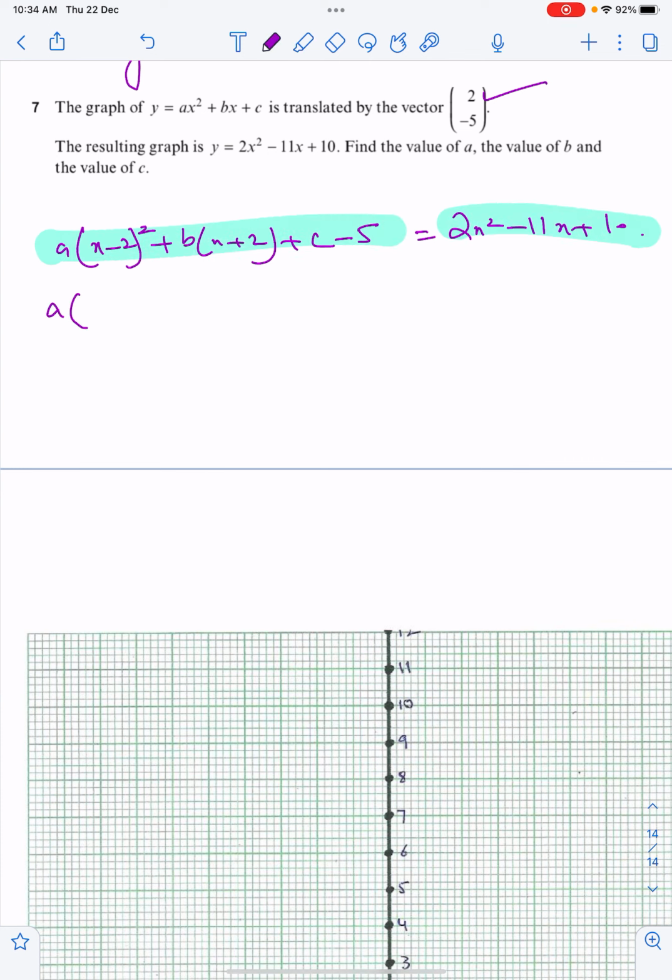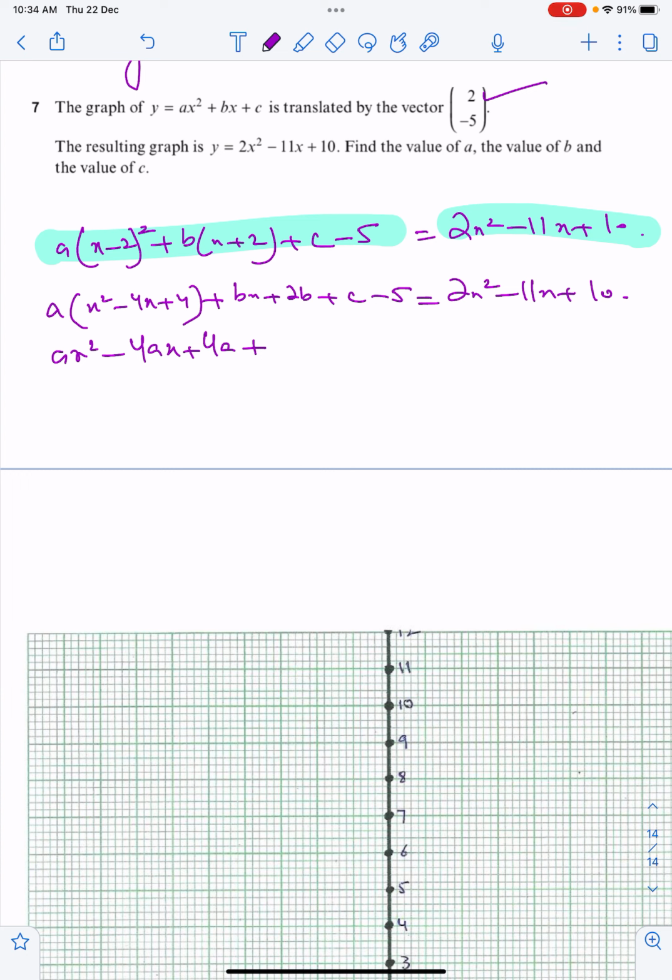Okay, if I just solve this, it will become a(x squared minus 4x plus 4) plus bx plus 2b plus c minus 5 equals 2x squared minus 11x plus 10. I don't need to write this in every step. Let's simplify this: ax squared minus 4ax plus 4a plus bx plus 2b plus c minus 5. If I compare both the sides, comparing x squared, I will get ax squared equals 2x squared. That means the value of a is 2.